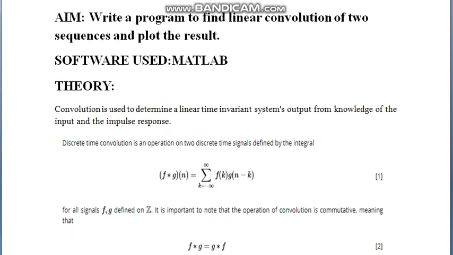If I want to find out the linear convolution of two signals f[n] and g[n], the linear convolution is given by the formula: summation k equal to minus infinity to infinity f[k] g[n minus k]. The linear convolution is used to find out the output of any LTI system in which any arbitrary input is given to the system and the unit impulse response is known to us.